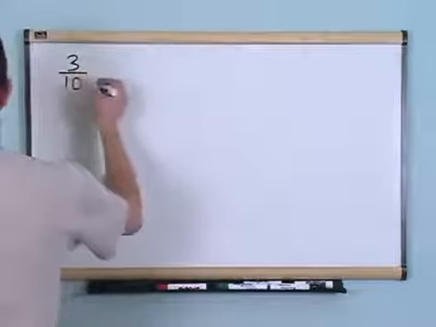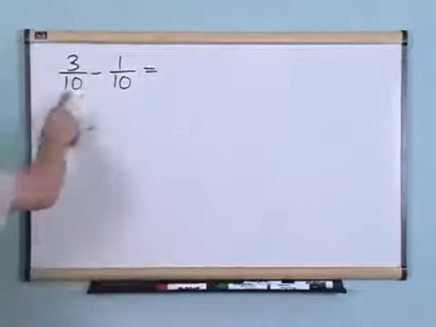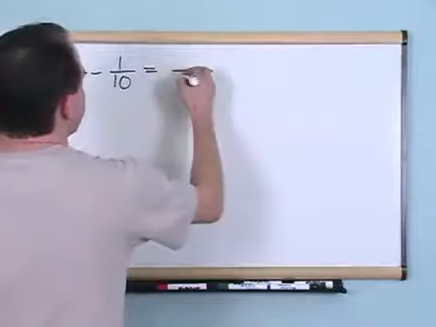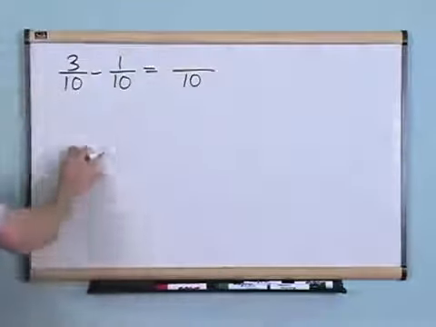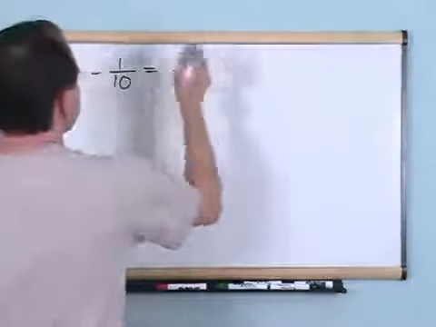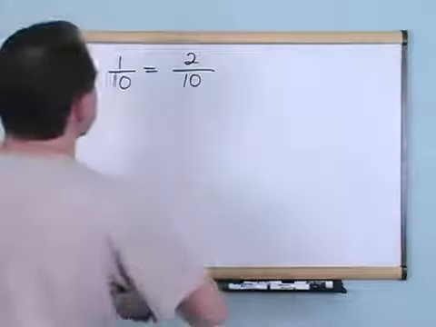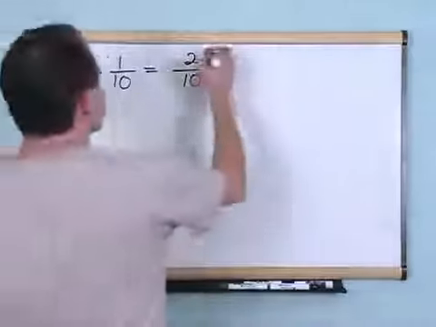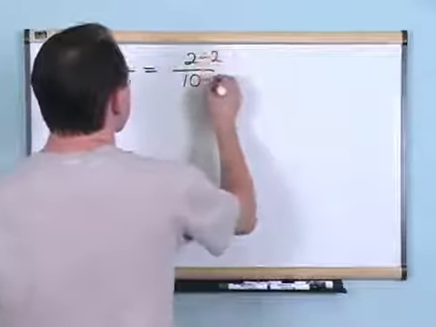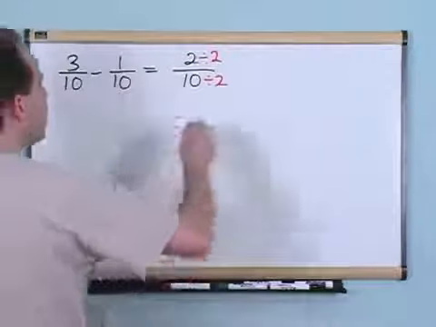I'm going to do 2 more quick problems. What if you have 3/10 minus 1/10? First thing you do is you look at the bottom and you say, well, is the bottom the same? Yes, it is. The top, you say, okay, well, I'm subtracting, so 3 minus 1. That's going to give me 2. And then just like always, you have to look and say, can I simplify this? And I think we can, because we can divide the top by 2 and the bottom by 2.